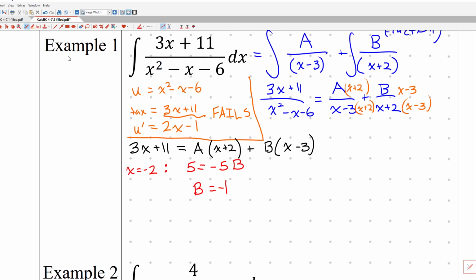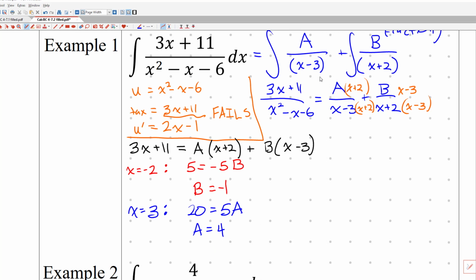Let's do the other side of that. What happens if x is equal to 3 to make that 0, right? So if x is equal to 3, the following equation happens. So this x is 3. 3 times 3 is 9. 9 plus 11 is 20. So on the left-hand side, I have 20. On the right-hand side, that's gone, and I just have 3 being plugged into this x. So 3 plus 2 is 5. So I can say 5a. And therefore, a is equal to 4.